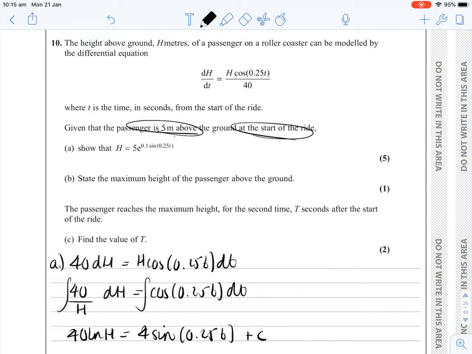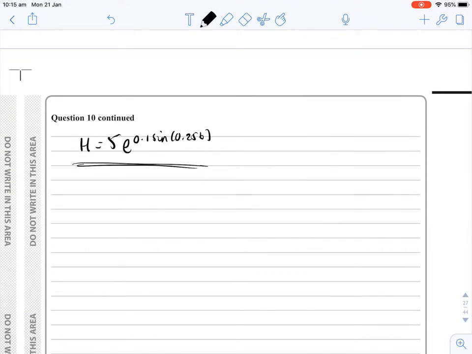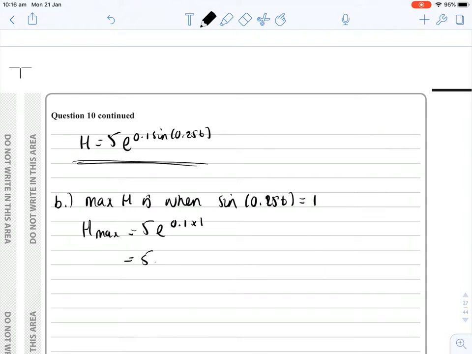Part B, state the maximum height of the passenger above the ground. So if we look at our formula, the maximum height is when our only variable part, sin 0.25t, is going to be equal to 1. So therefore, the maximum height is going to be 5e to the 0.1 times 1. And so that brings us a value of 5.53 meters.